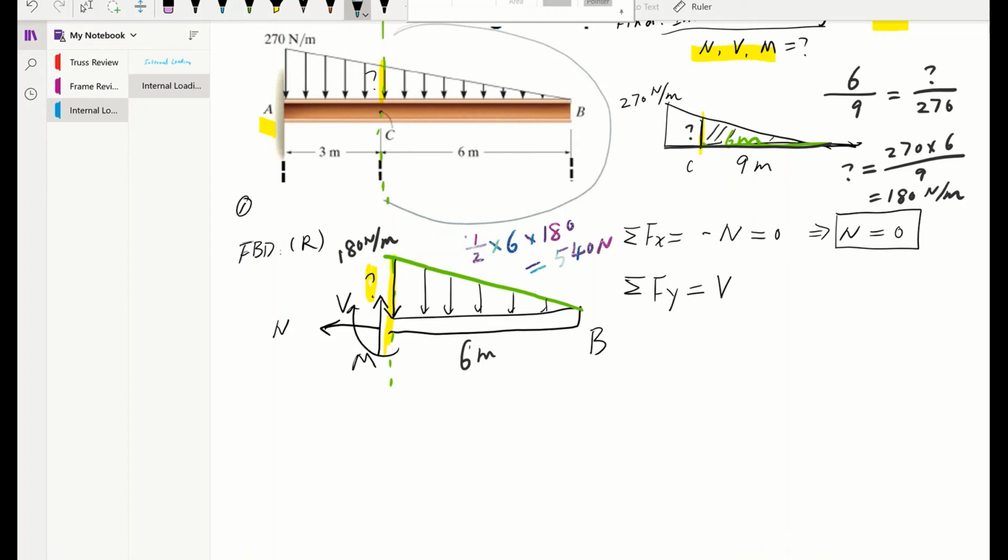And where is this located? That's going to be at the center of this triangle. So that's going to be 1/3 from the fat end. So we'll be right here. That's how much? 2 meter away from point C.